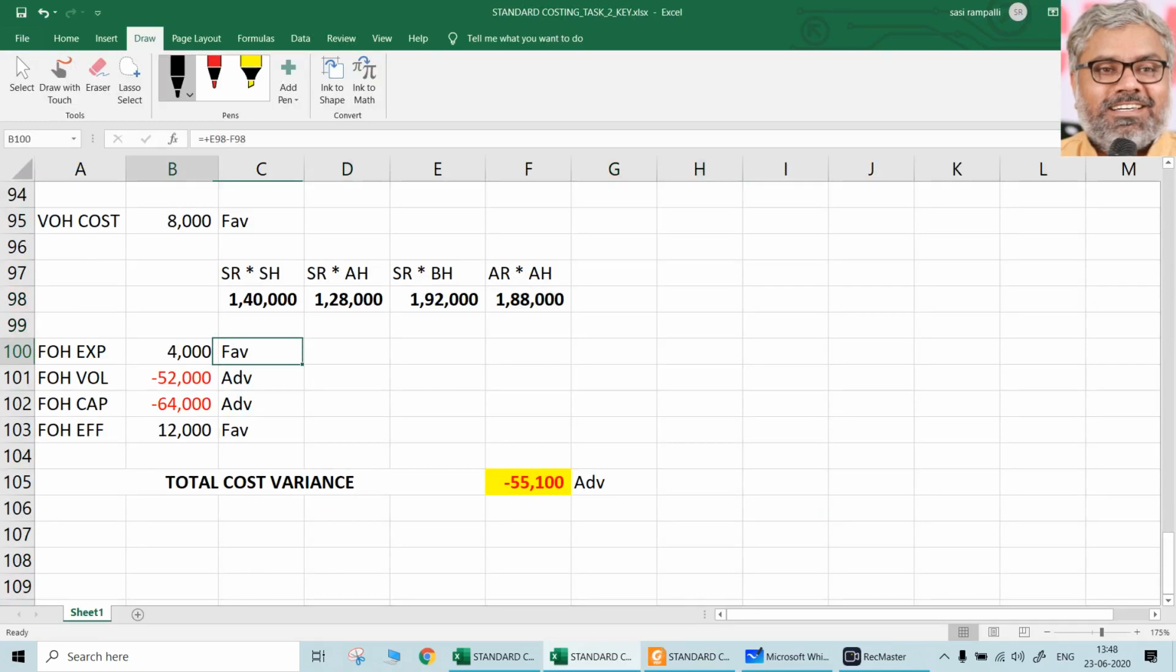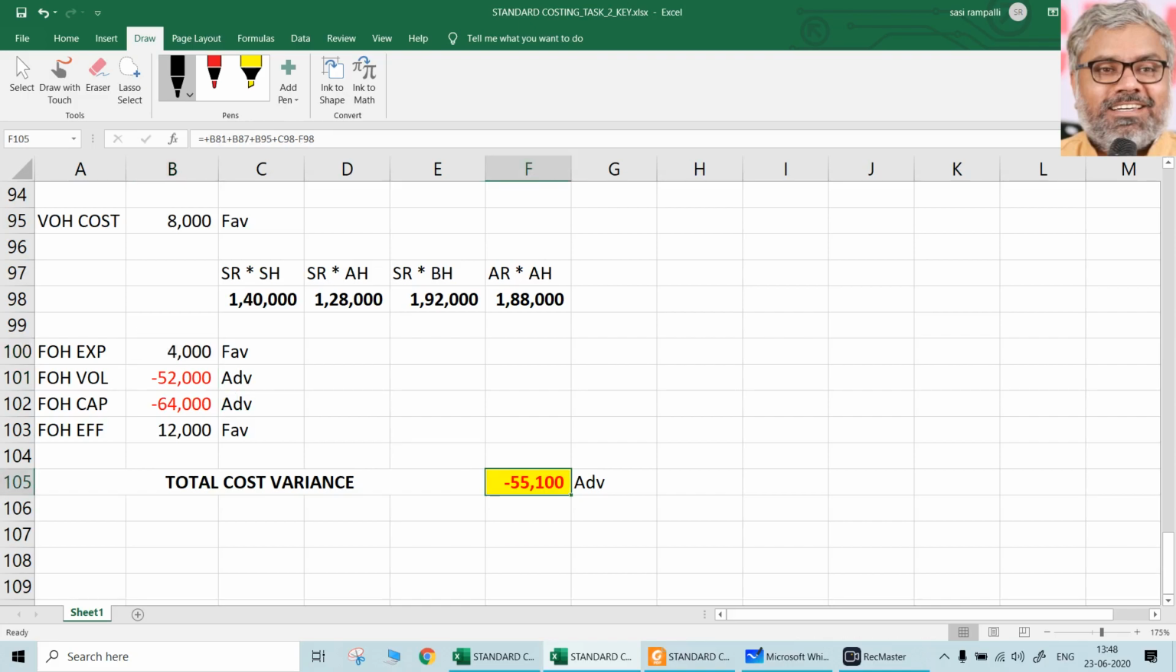You can find out fixed overheads expenditure variance, fixed overheads volume variance, fixed overheads capacity variance, which is asked, and efficiency variance also is asked. Total fixed overhead cost variance is not asked, but even if you calculate that, we can get the fixed overheads total cost variance, which is 48,000 rupees adverse. So it is the mix of these two: 52,000 volume variance negative and expenditure variance 4,000 positive. 48,000 adverse is the fixed overhead cost variance.